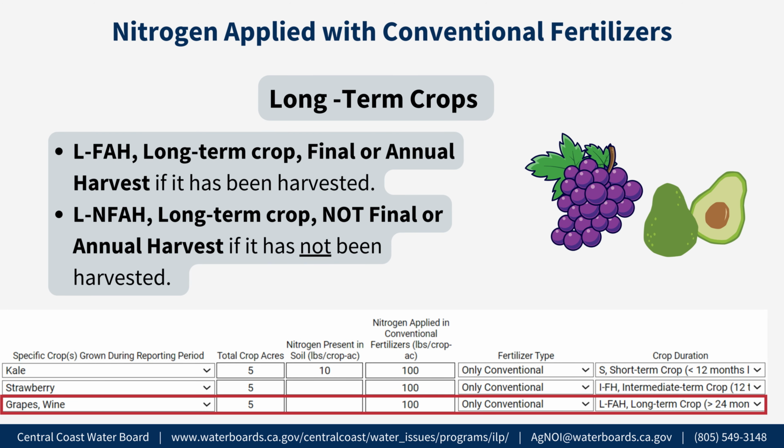For long-term crops like grapes or avocados, report if the crop was harvested that year within the reporting period by selecting the LFAH option, Long-Term Crop Final or Annual Harvest, if it has been harvested, or the LNFAH option, Long-Term Crop Not Final or Annual Harvest, if it has not been harvested.